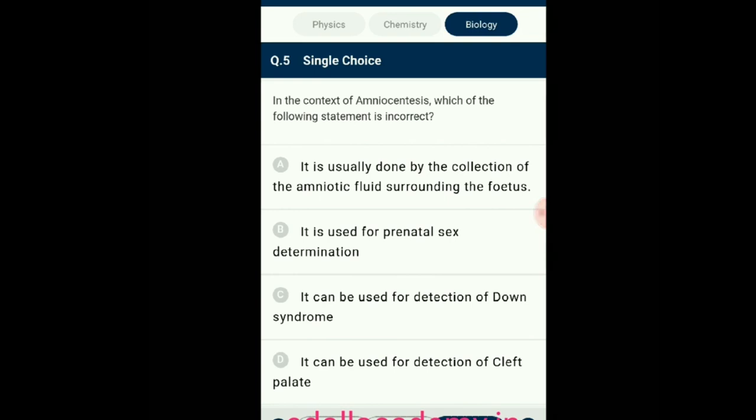Sometimes cleft lip or palate can occur separately without other components of a syndrome, especially due to folate deficiency and also increased maternal age. A TIFFA scan, which is usually done around the 20th week of gestation, can detect cleft lip and palate with good accuracy. So the answer for this question is option D. It can be used for detection of cleft palate. So this is the wrong statement.